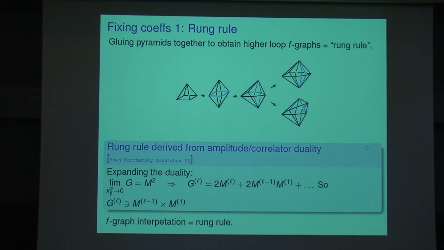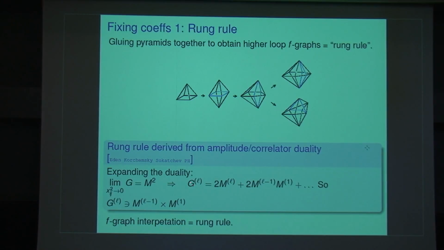And this actually leads to a nice way of obtaining higher loop graphs from low loop graphs. It was discovered much earlier in the context of amplitudes. But here it's derived basically from this duality. And the point can be sort of seen already here.